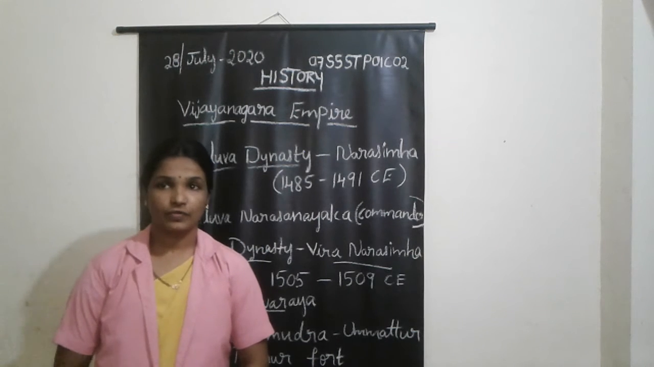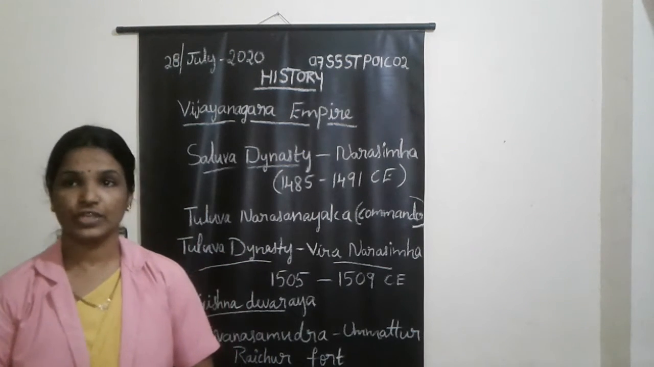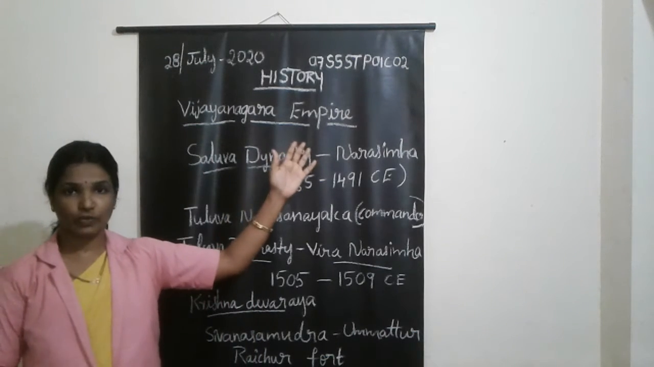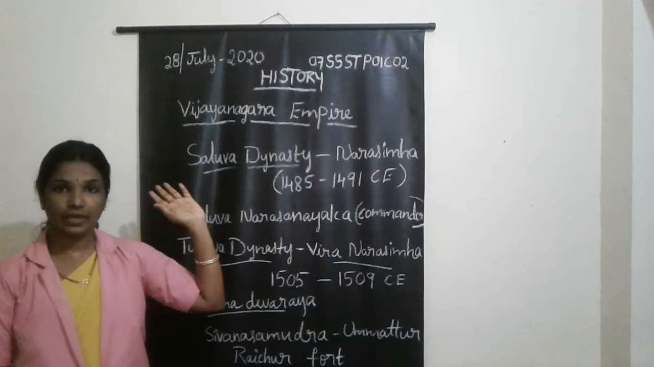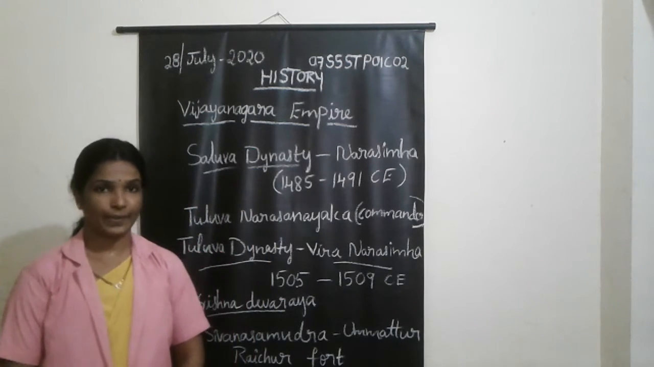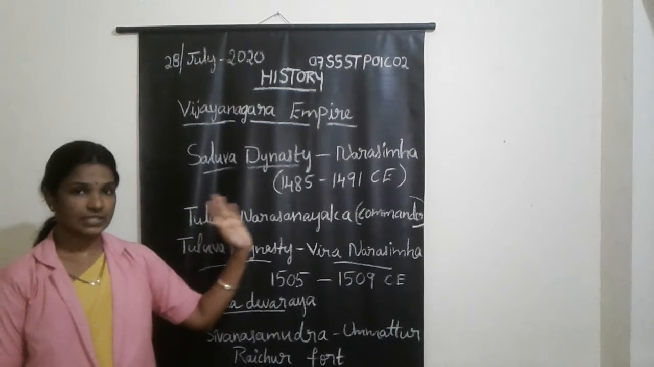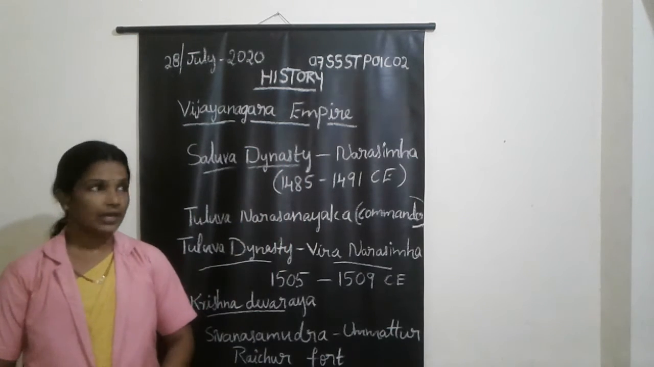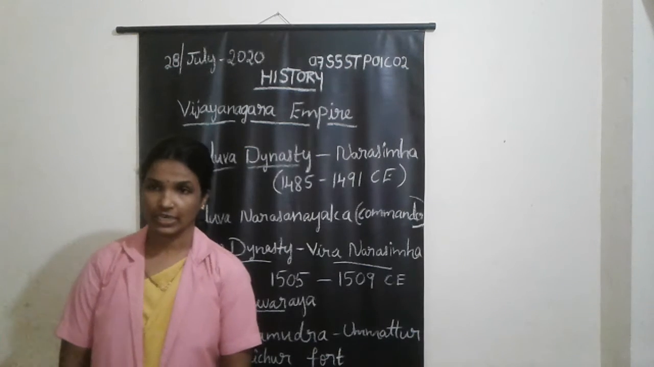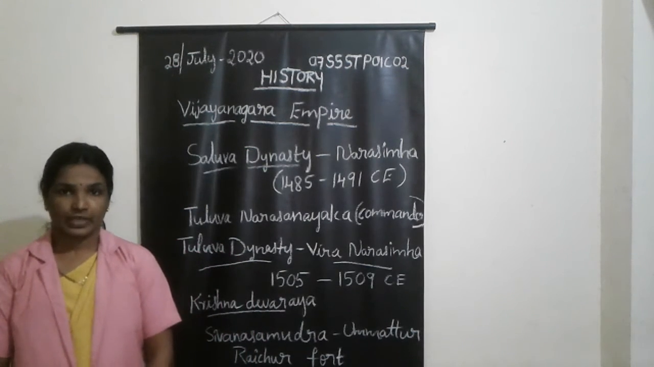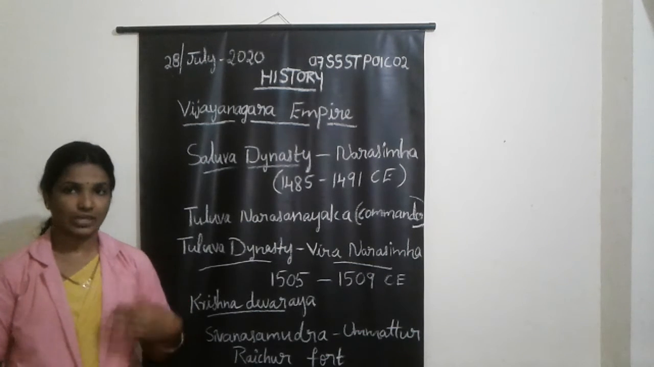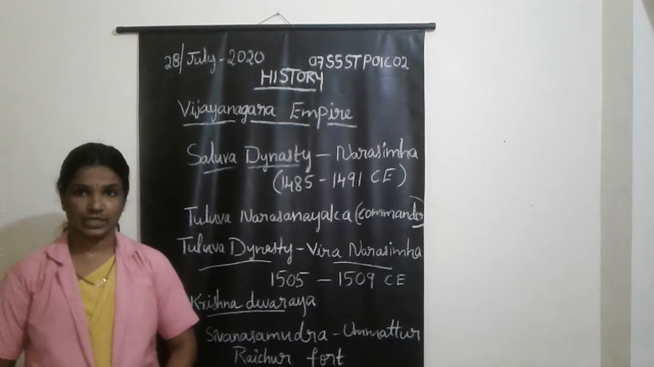If you remember what we did in the first video, we studied how the Vijayanagara Empire came to power. Harihara and Bukkaraya were the brothers. They founded Vijayanagara Empire in 1336 CE. Then Sangama dynasty was the first ruling dynasty of Vijayanagara Empire. Proudadevaraya was the most famous king of Sangama dynasty.